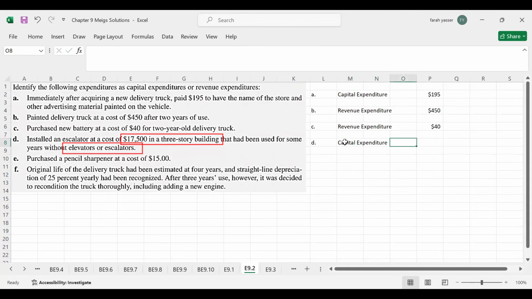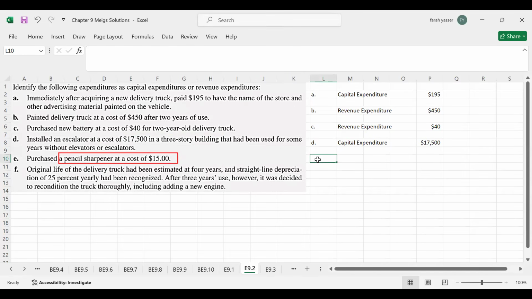Capital expenditure means this 17,500 is going to be added in the cost of the building. The next example is purchase a pencil sharpener at a cost of $15. So first of all, the pencil sharpener is basically a stationary item.